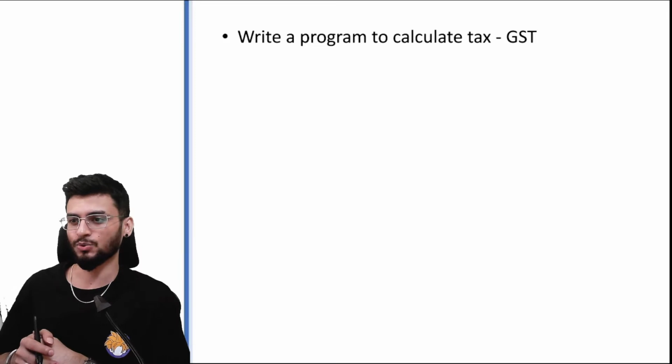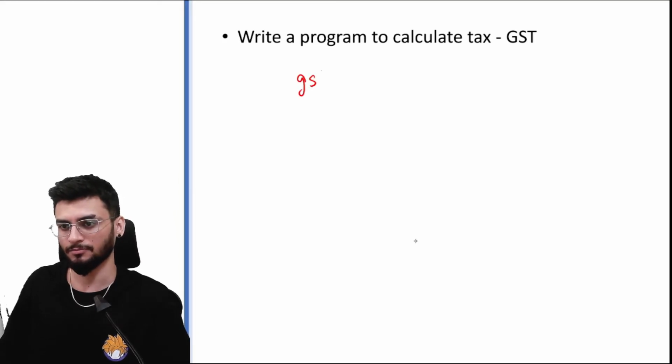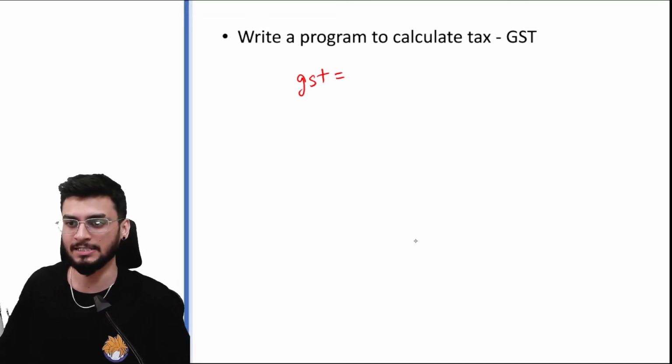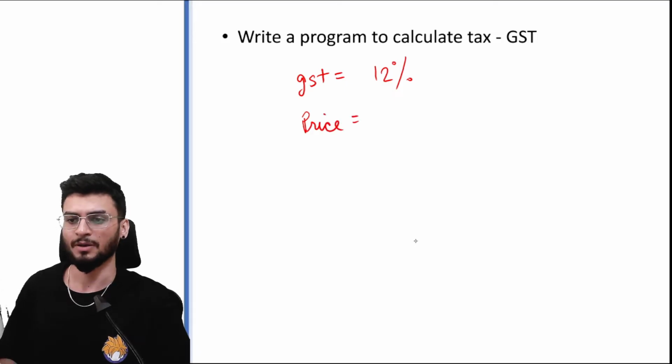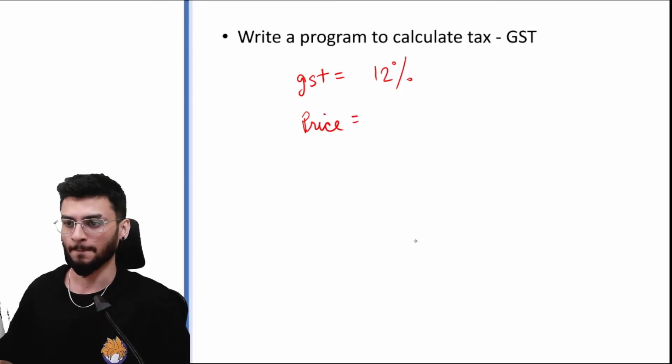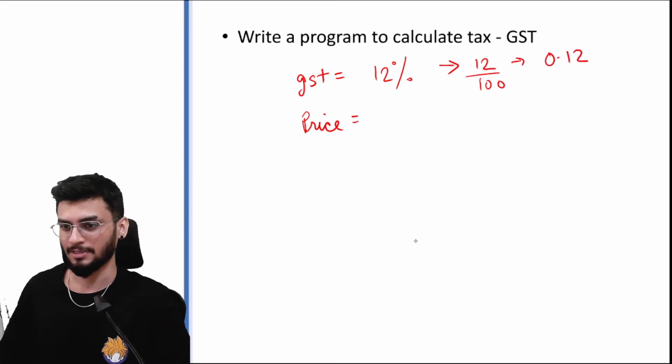Next program would ask you to calculate tax or generally GST. So it has a simple formula. For this, we need the GST rate. So let's assume that GST rate is 12%. Okay, so this would be the input from the user. And also the other thing you need to take the input from the user is the price. Price can be any decimal or integer value. So again, for the GST rate, we need to convert this into its mathematical form, which is 0.12. And let's take price as 1000 again.